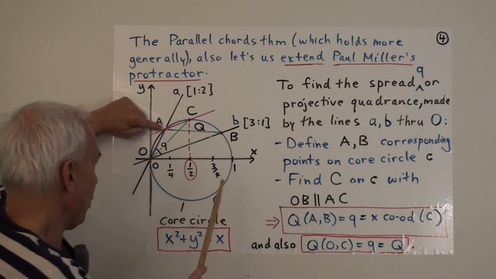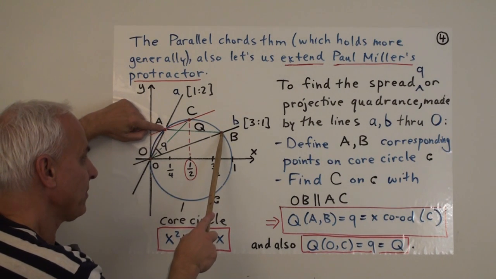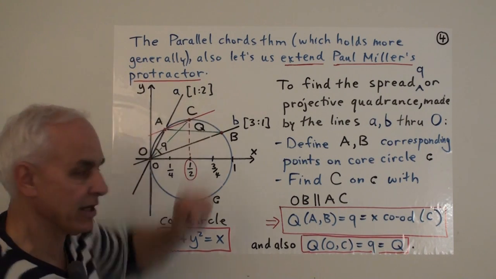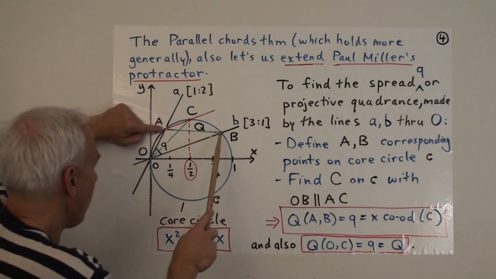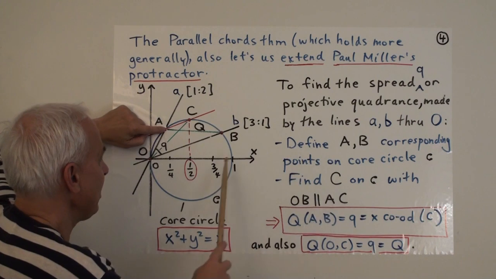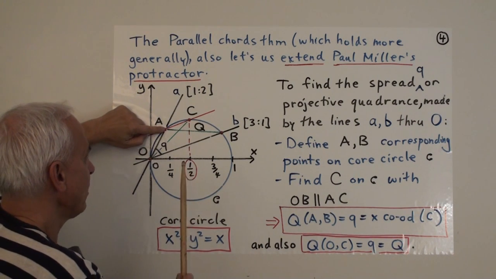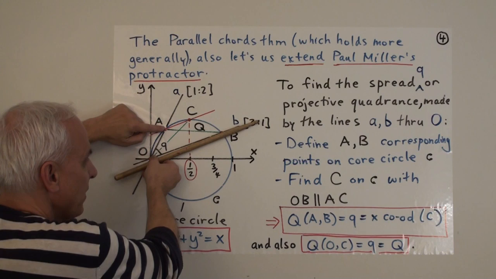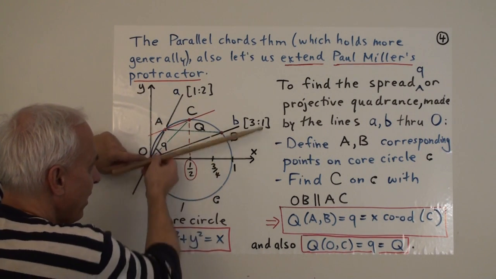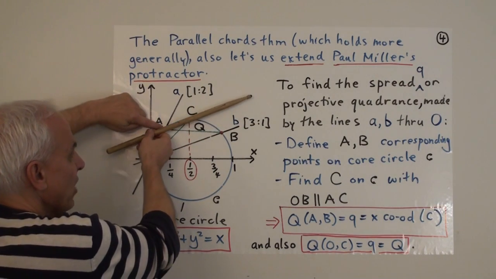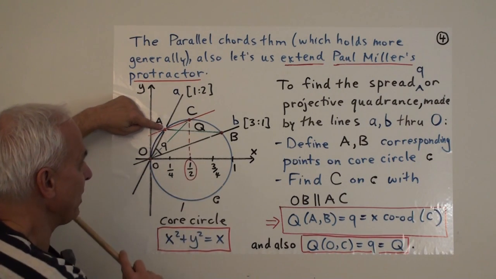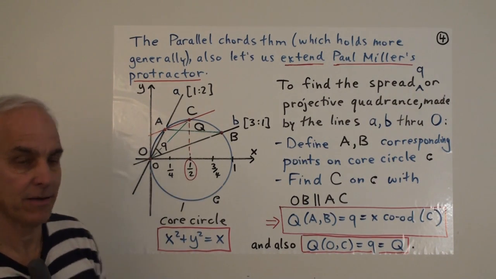Well, we look at the points capital A and capital B, which are the corresponding points on the core circle corresponding to these lines, little a and little b. Okay, we have these 2 points now. So now we find the point C also on here, so that OB is parallel to OC. In other words, we take the line from O to B, and through A we construct a line parallel to that. That's the red one there. And the other point where it meets the core circle, that's C.